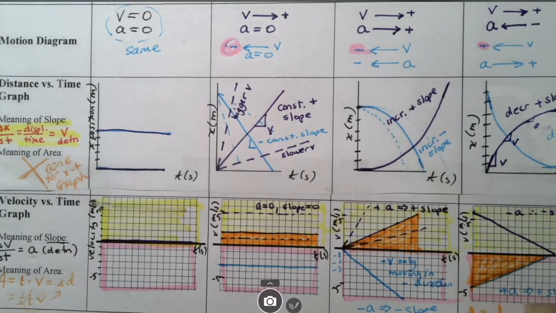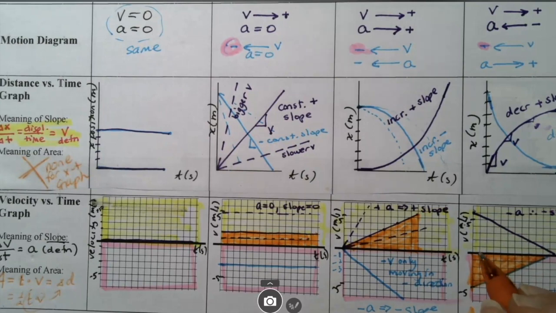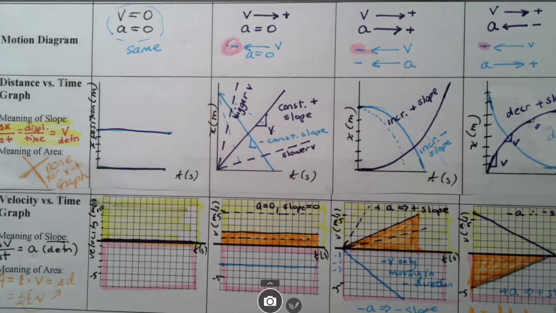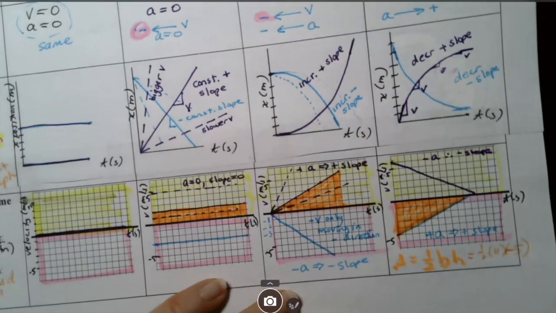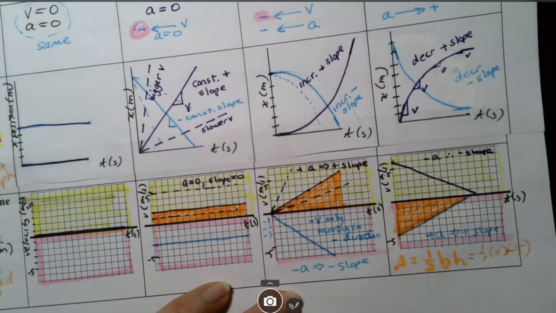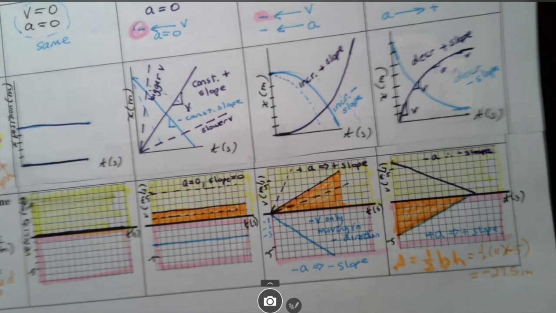So the area is 1/2 base times height because it's a triangle. And I could easily figure this out because if each box was 1, it would be 1, 2, 3, 4, 5, 6, 7, 8, 9, 10, 11 seconds. And it would be 1, 2, 3, 4, -5, right, would be my velocity or the height of that triangle. So that would be -27.5 meters. So you could actually figure out, oh, I traveled 27.5 meters in the negative direction.